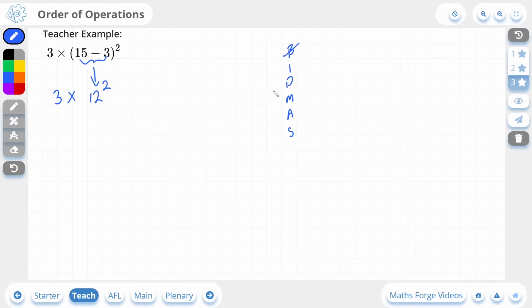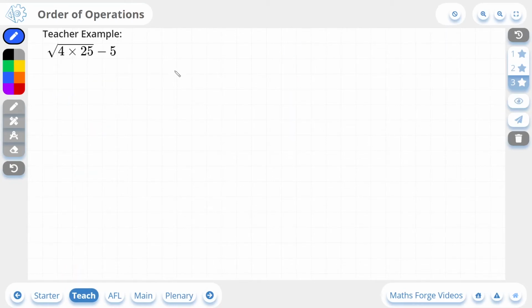Now there are no longer any brackets. The next thing we should do is indices. So powers, there's a power here. So we should go ahead and do 12 squared next. 12 squared is 12 times 12, which gives us 144. And then we have 3 times at the beginning. So we've finished with our indices. There is no division. There is multiplication, 3 times 144, which will give us 432. And if we check our answer, there it is.